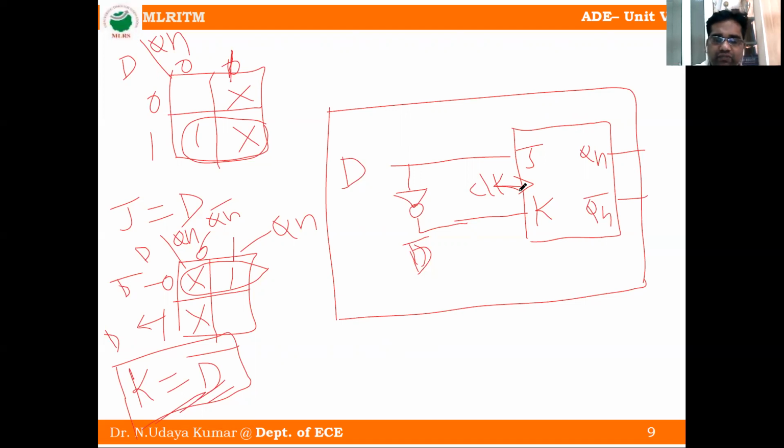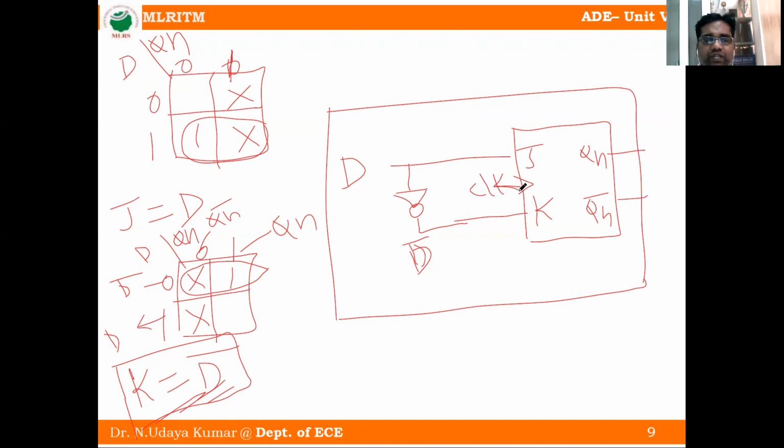So let us summarize what we discussed in these flip-flop conversions. First we saw SR flip-flop to JK flip-flop, SR flip-flop to D flip-flop, and SR flip-flop to T flip-flop. After that, we converted T flip-flop to D flip-flop and D flip-flop to T flip-flop. Then we converted JK flip-flop to T flip-flop and JK flip-flop to D flip-flop. So these are the conversions.